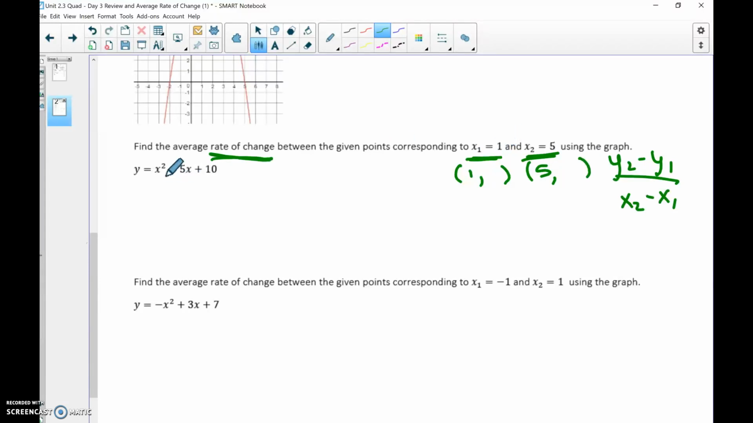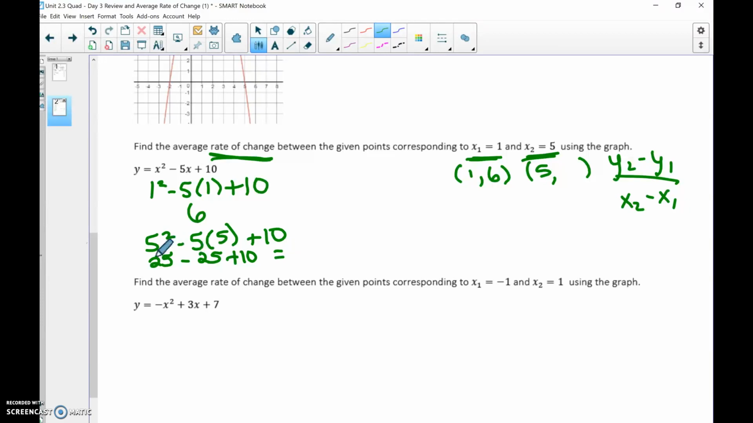So if I plug 1 into the x spot, it looks something like this. 1 squared is 1, minus 1 is -4, plus 10 is 6. Same thing if I plug in 5. 5 squared is 25, minus 25 plus 10. This is 0, and that makes 10. So those are my 2 points I'm going to use.